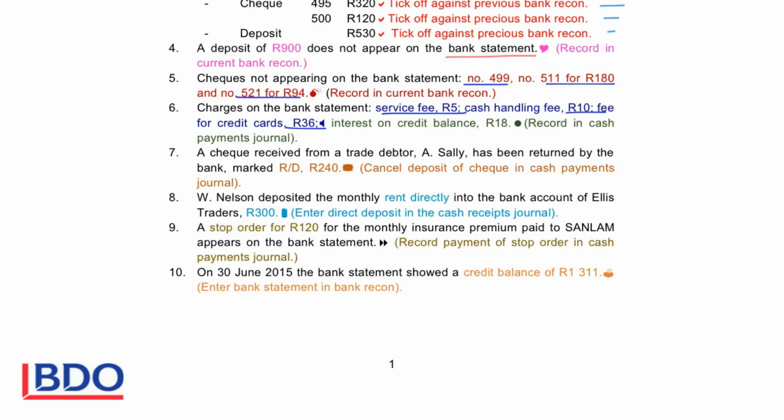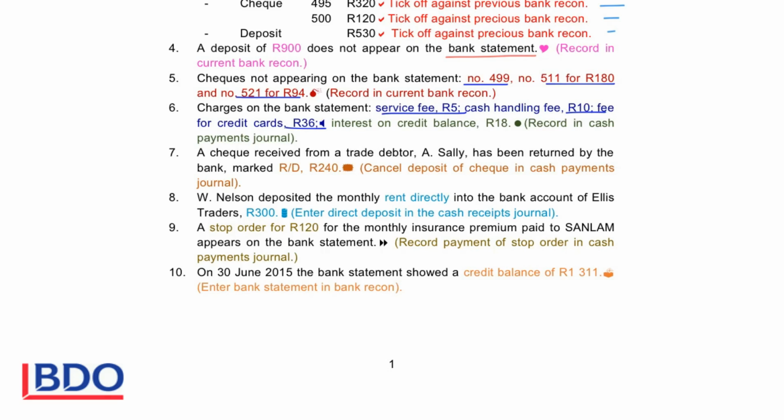So we have to add them together to see what is the total bank charges. 36 plus 10 is 46, plus 5 is 51. So my bank charges are 51. Then there's an interest on a credit balance. Interest is always shown separately. It's not added to bank charges.